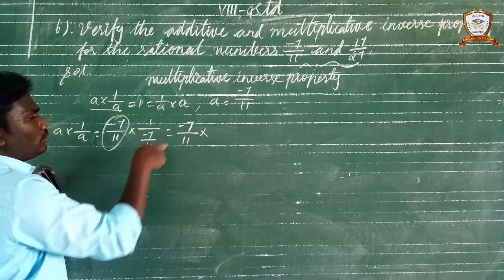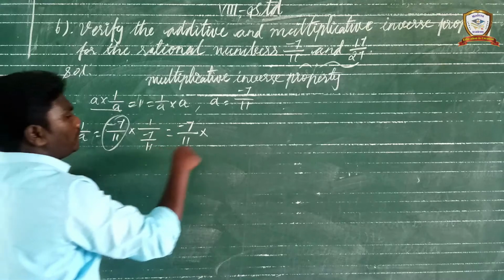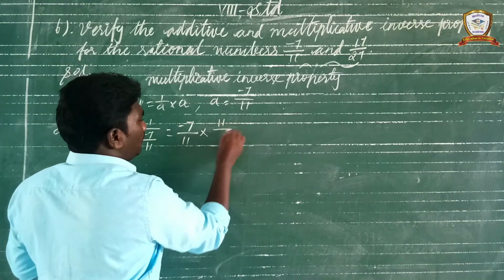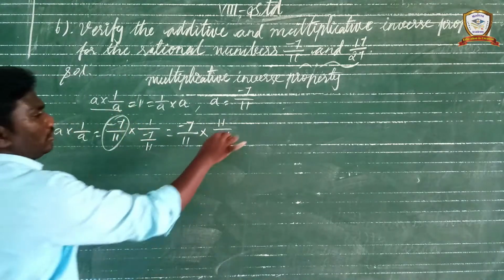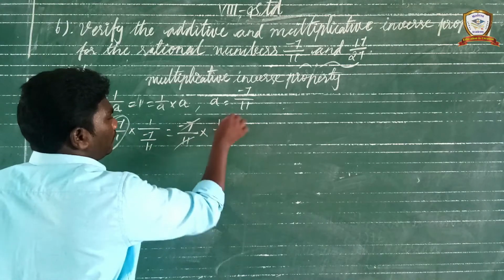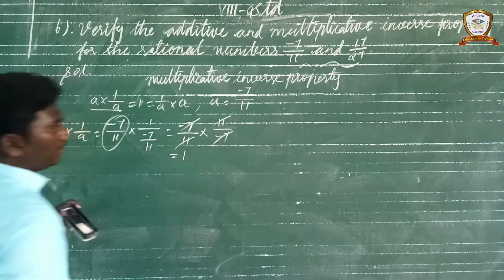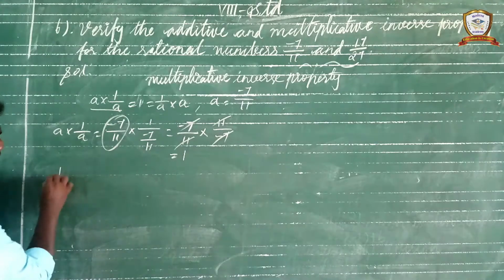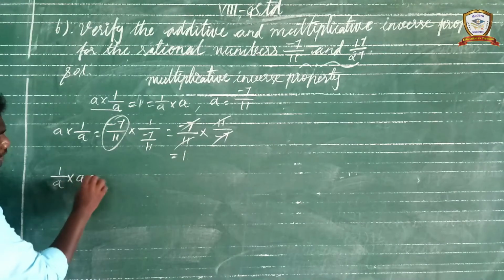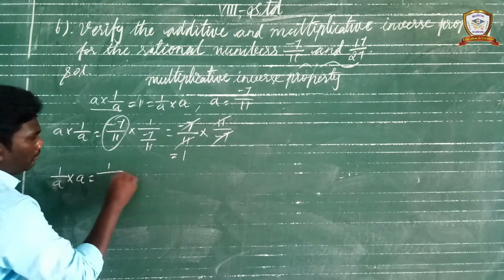This denominator goes to numerator, numerator goes to denominator. Therefore, you take the reciprocal, 11 by minus 7. Minus 7 cancels, 11 cancels. Therefore, here the answer is 1. Are you clear?